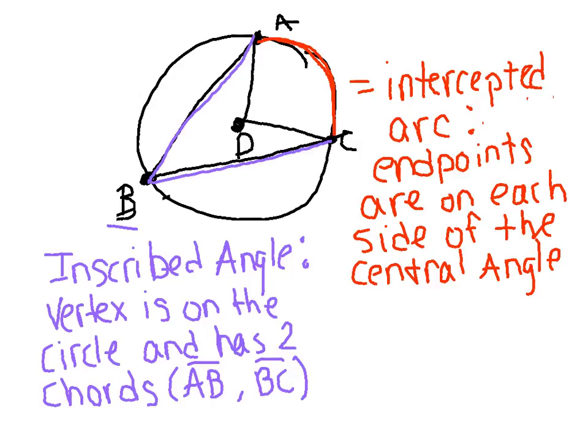So far, I've talked about arcs, minor arcs, major arcs, arc lengths, chord, central angles, intercepted arcs, and inscribed angles. Write all this stuff down. If you can color code it, that would be really helpful.